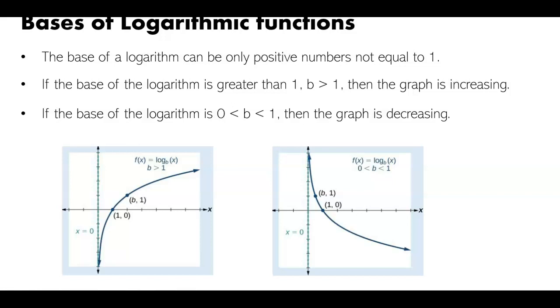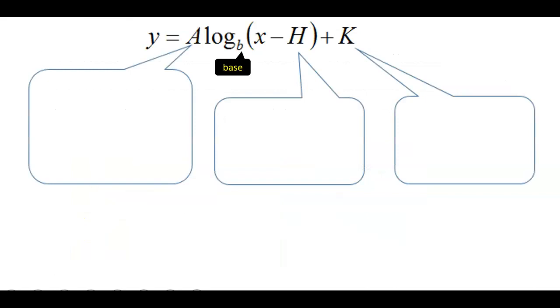But if the base is between 0 and 1, like a decimal or a fraction, 0.5, 1/3, something like that, then you're going to see it look like this, right, graph going down to the right, decreasing. So those are the different types of graphs you'll see, an increasing logarithm and a decreasing logarithm, okay?